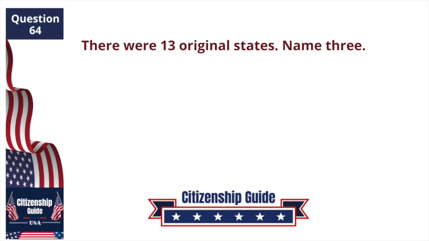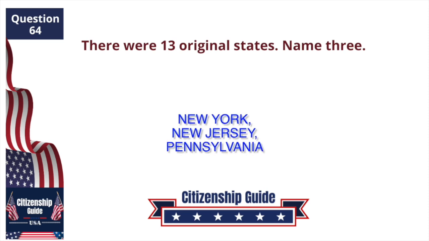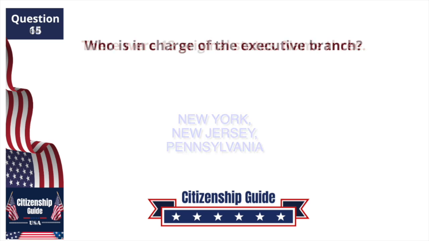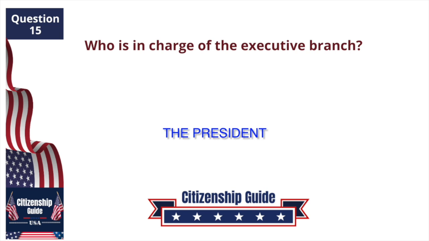There were 13 original states. Name 3. New York, New Jersey, and Pennsylvania. Who is in charge of the executive branch? The President.